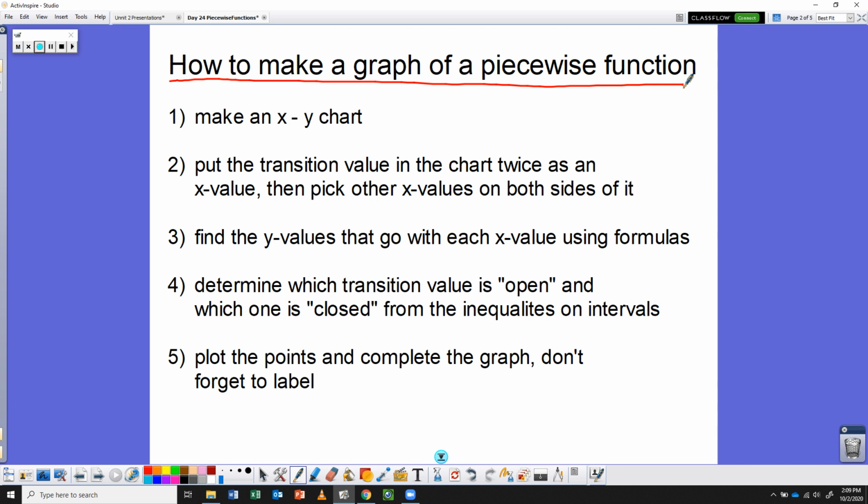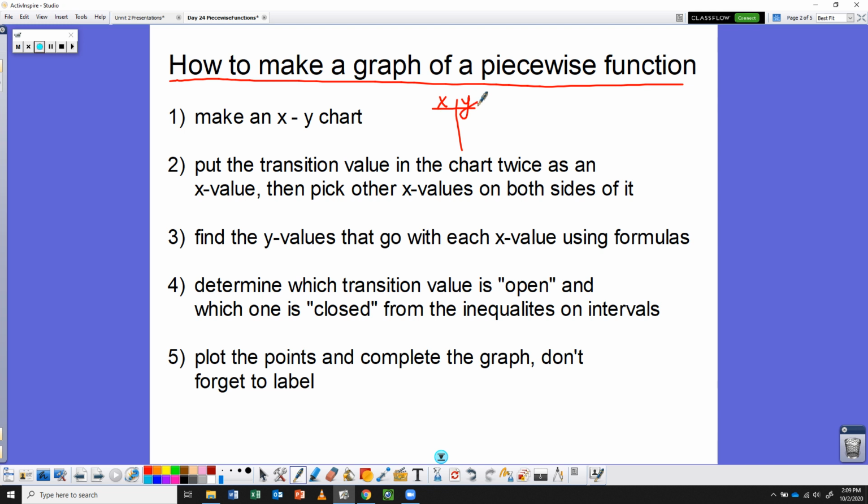The more difficult thing is if somebody gave you a piecewise function and asked you to make a graph of it. So there are 5 steps to this process. The very first thing that you would do is start off by making an XY chart. X is on the left, Y is on the right. I'm sure you've used this kind of thing before when doing graphing.